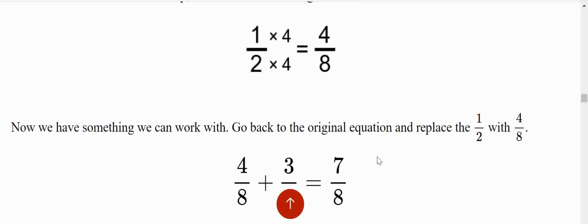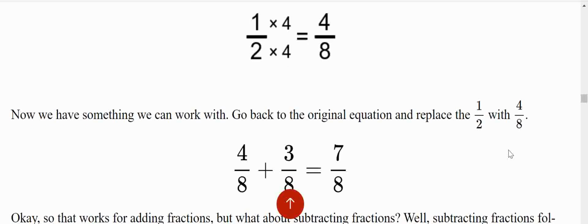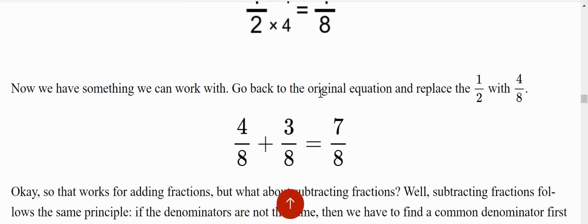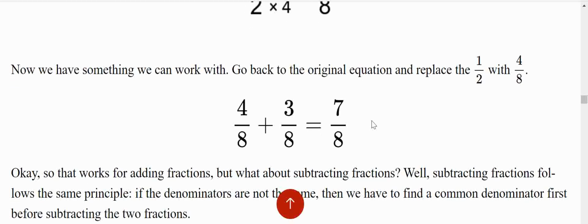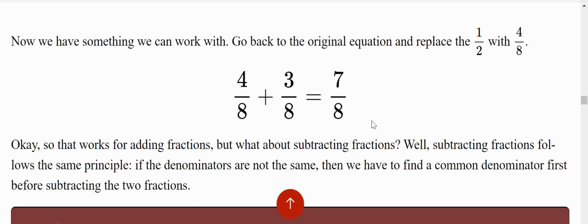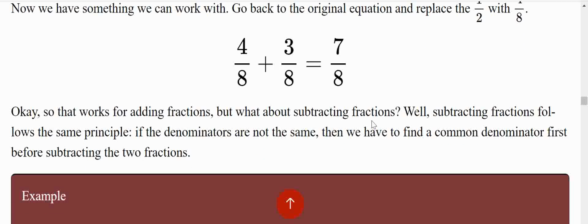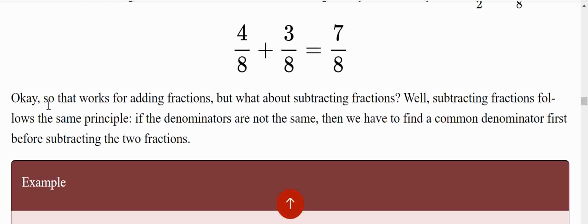Go back to the original equation and replace the 1/2 with 4 over 8. So here, they substituted 1/2 with 4 over 8. And we can now add the numerators. 4 plus 3 is 7, and the denominator stays the same. Okay, so that works for adding fractions.